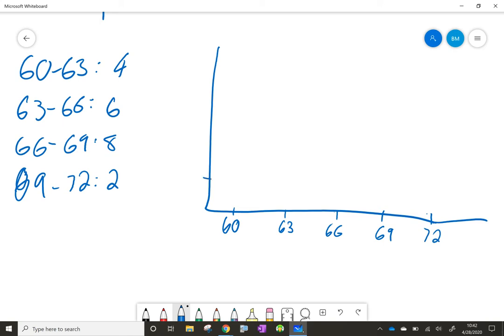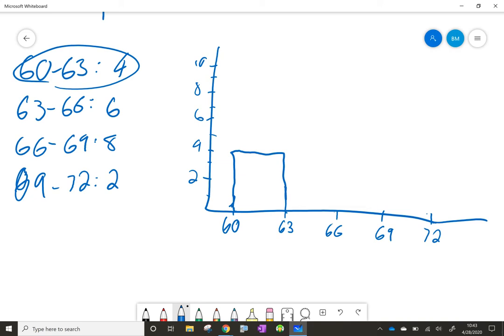So let's number these off. Let's go by twos: 2, 4, 6, 8, 10. And then the little hash marks are the odd numbers. All right, so 60 to 63 had 4 people in it. So from 60 to 63, you're going to make a bar that goes up to 4. Okay? So just like a bar graph, right? But you can see it's including the range 60 to 63.